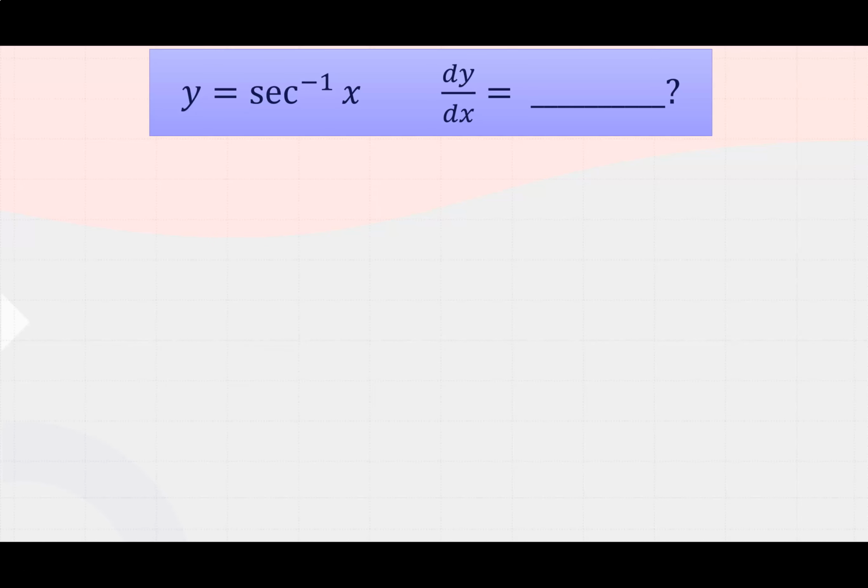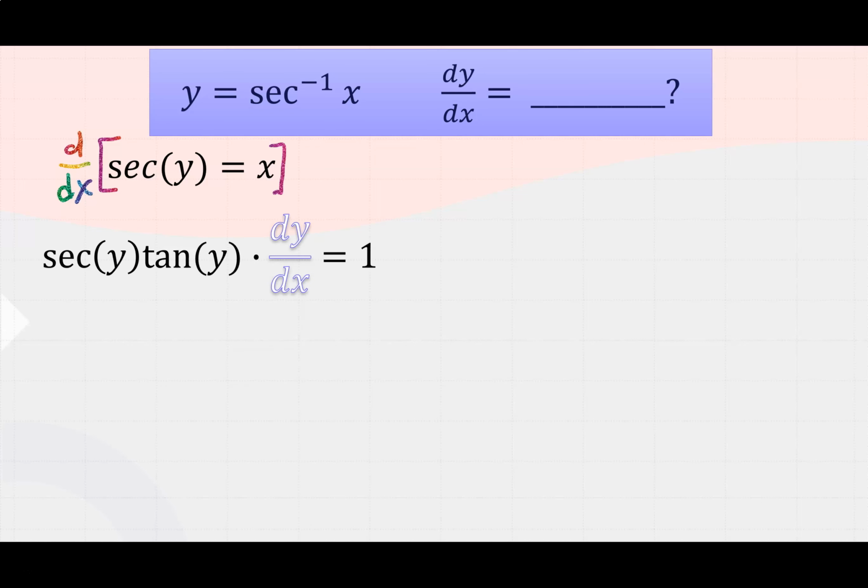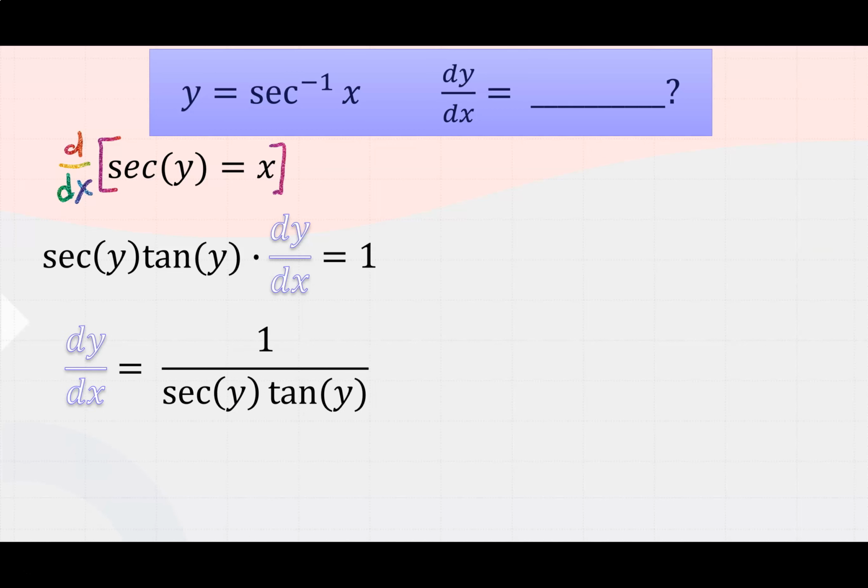So if y is equal to inverse secant of x, then secant of y is equal to x. We're going to go ahead and take the derivative of both sides. Implicit differentiation will apply on the left-hand side to give you secant of y, tangent of y, multiplied by dy/dx, is equal to the derivative of x with respect to x, which is 1. Okay? Now, solving for dy/dx, we will have 1 over secant of y, tangent of y. Secant of y is just x, so that's not an issue.